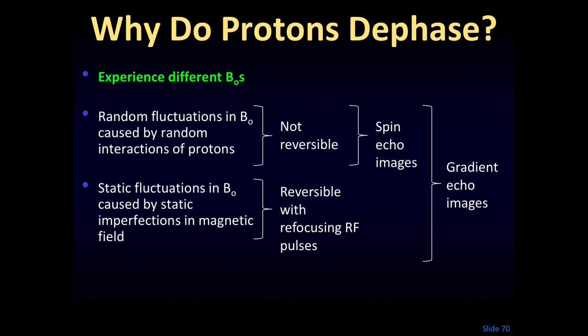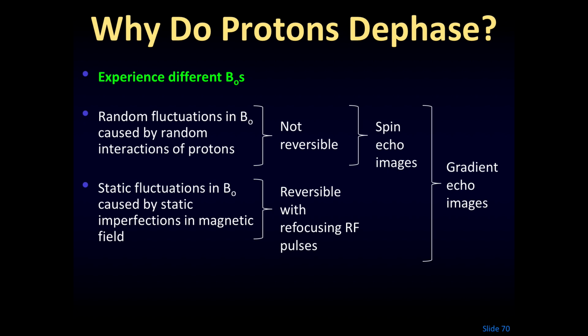When you do spin echo images, you reverse the static fluctuations. You can't reverse the random ones. So spin echo images lose signal due only to random fluctuations. Gradient echo images, on the other hand, don't correct for anything. So gradient echo images lose signal due to random fluctuations and static fluctuations.